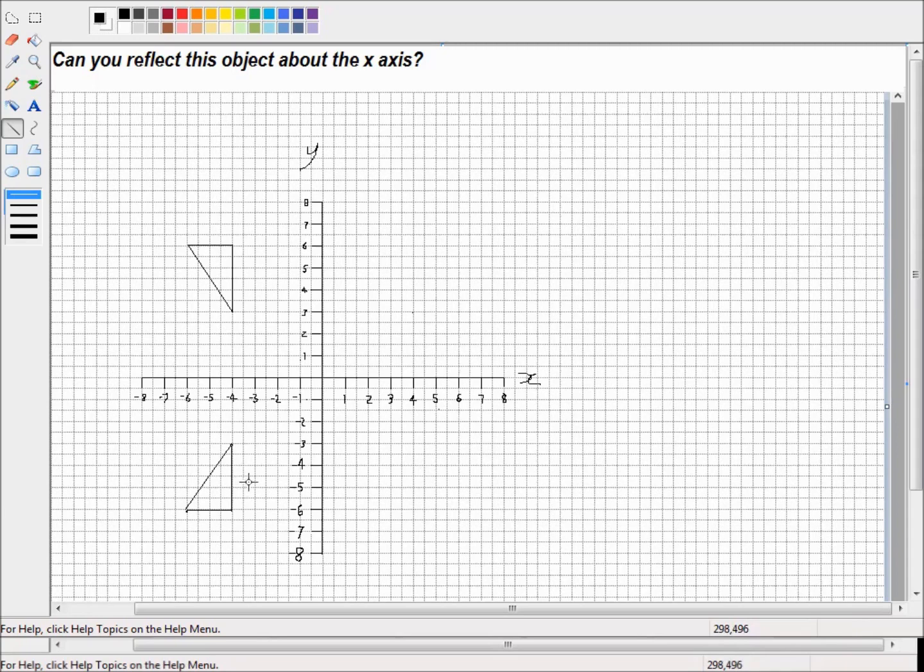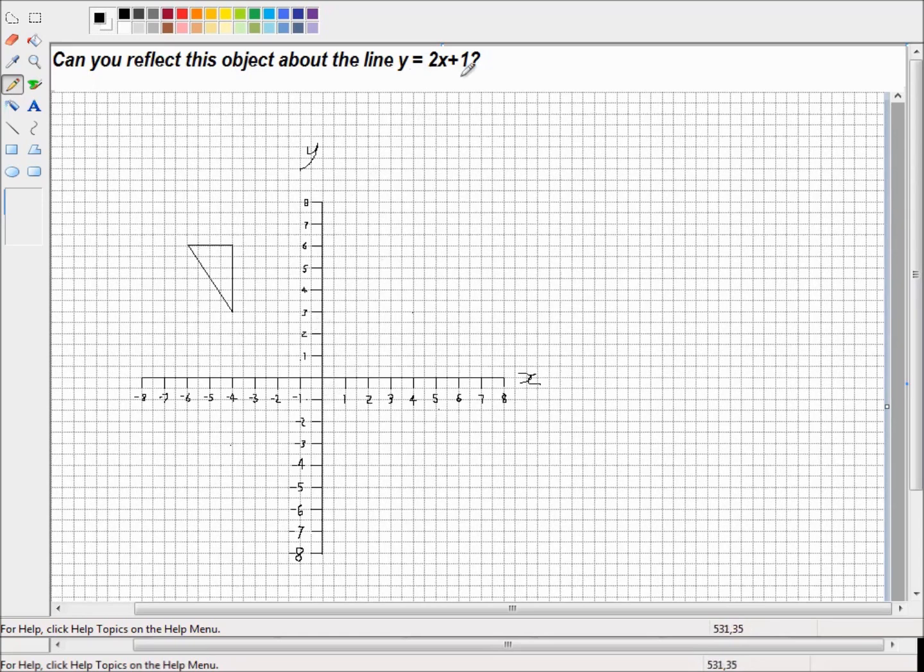Alright, let's try one more example. Okay, last question. Got a pretty gnarly one now. We've got, can you reflect this object about the line y equals 2x plus 1? Okay, well this is going to combine everything we've learned and a bit more.